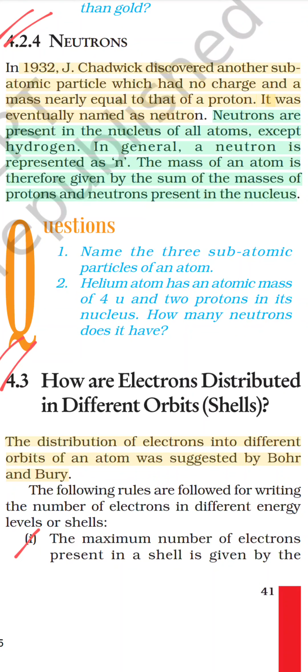Neutrons are present in the nucleus of all atoms except hydrogen. In general, a neutron is represented as n. The mass of an atom is therefore given by the sum of the masses of protons and neutrons present in the nucleus.